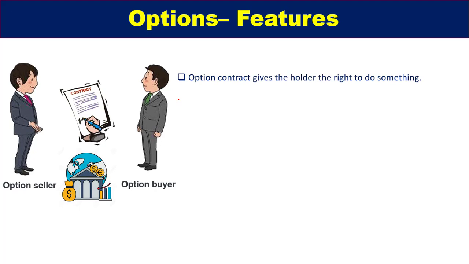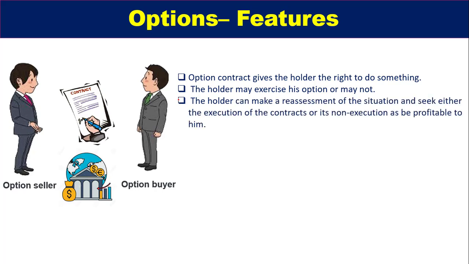An option contract gives the holder the right to do something. The holder may exercise his option or may not. He has the option for that. The holder here is the buyer of the option. The holder can make a reassessment of the situation and seek either the execution of the contract or its non-execution, whichever is profitable to him. It means he has the full right to reassess his situation within the option's time, and decide whether he will go with the purchase or not. This is a very important part, and he is not under obligation to exercise the option.